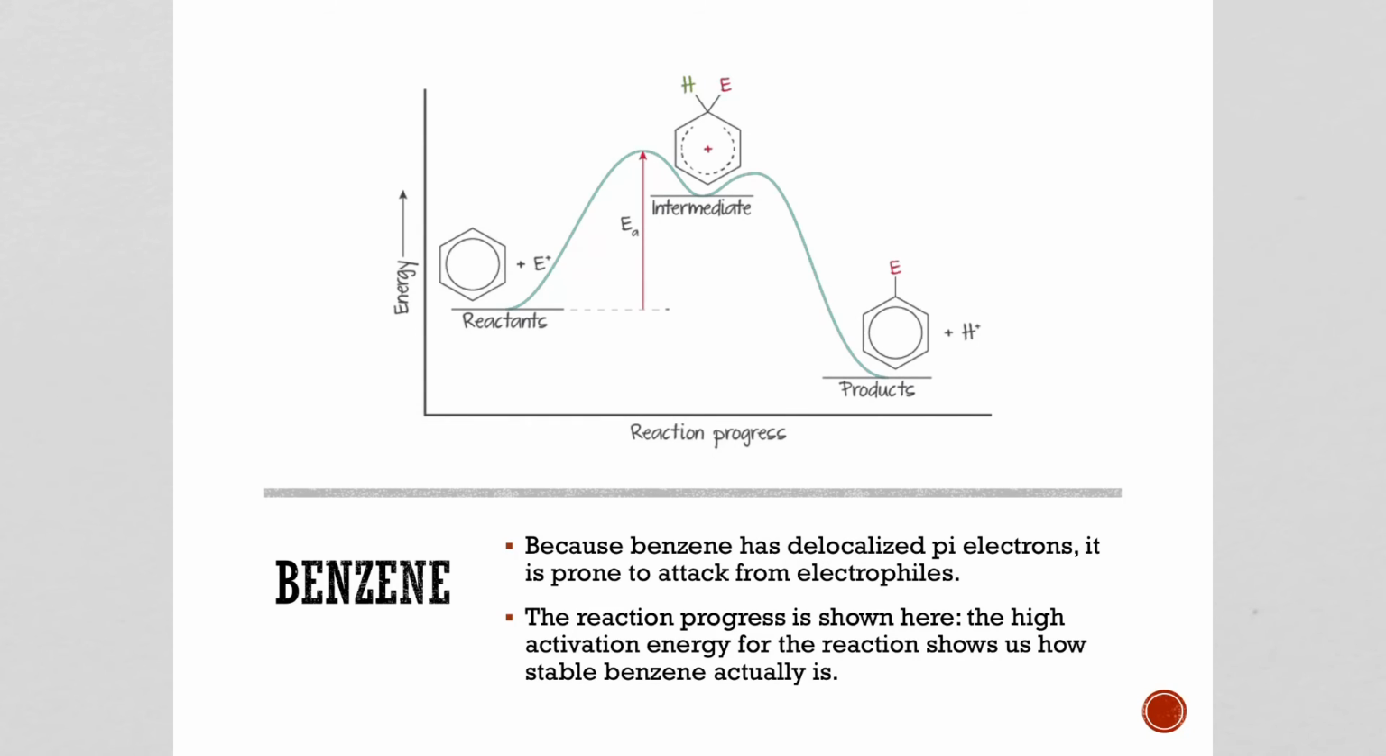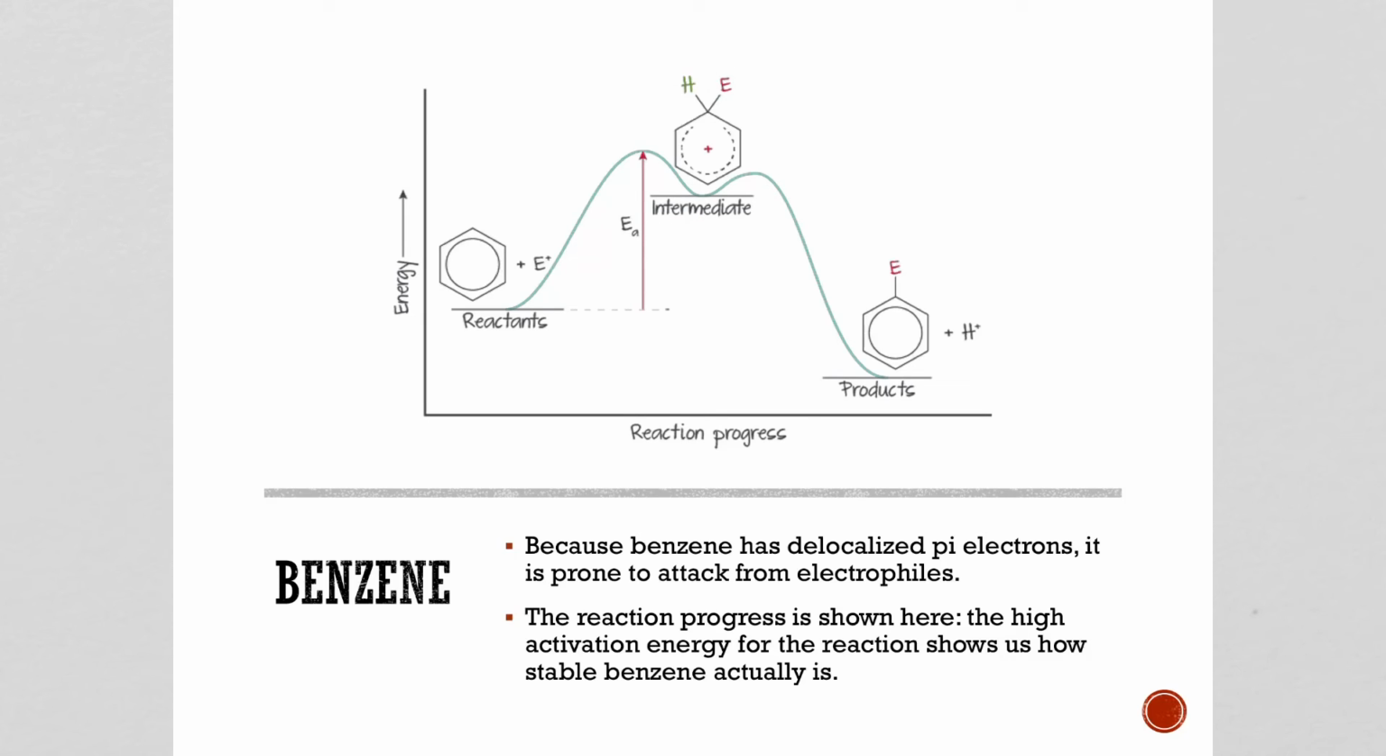So let's take a look at benzene. Because benzene has delocalized pi electrons, it's prone to attack from electrophiles. And the reaction progress is seen here. So we see our energy diagram. So there's quite a high activation energy for this reaction. And because of that, that tells us how stable benzene actually is. So it's not an easy reaction.